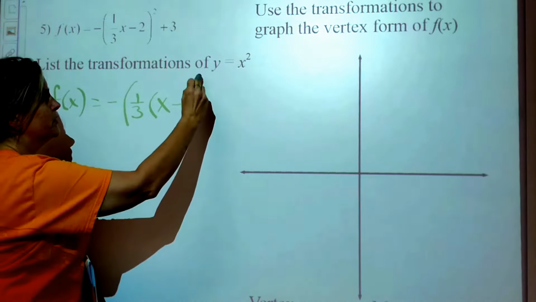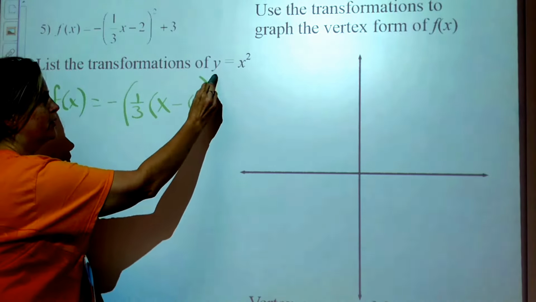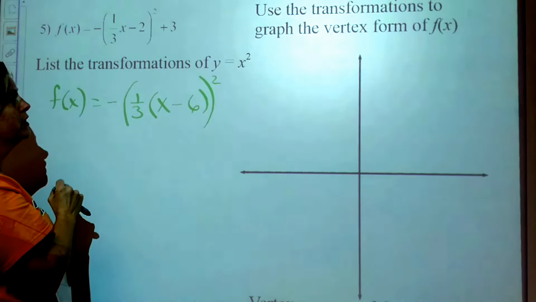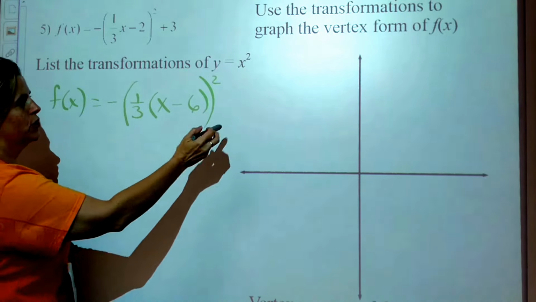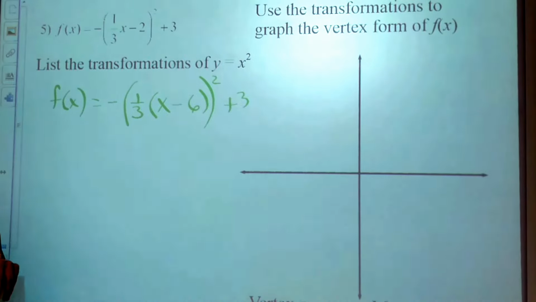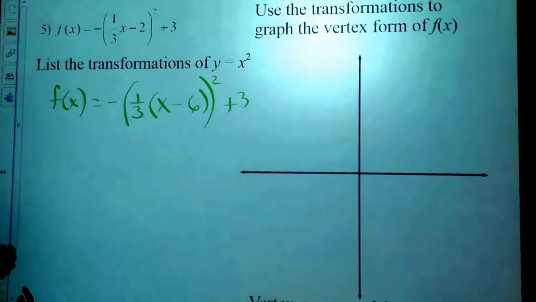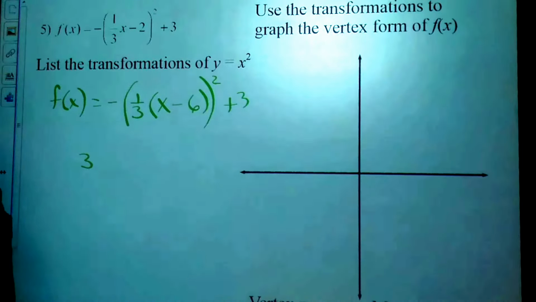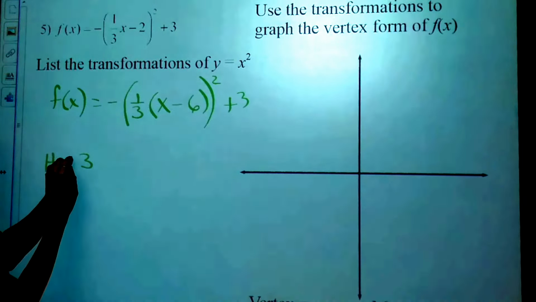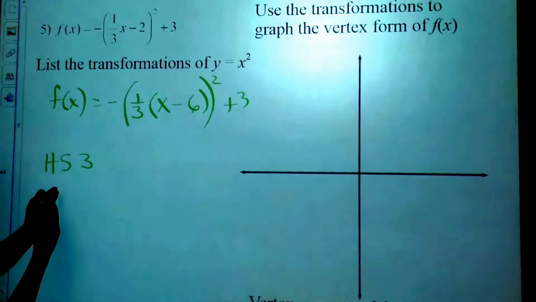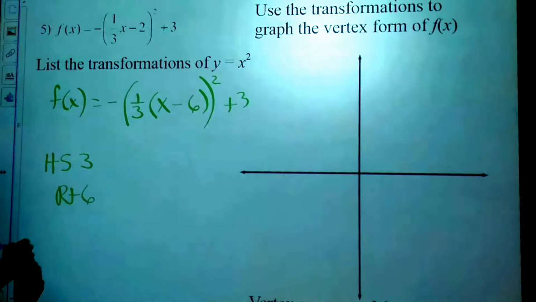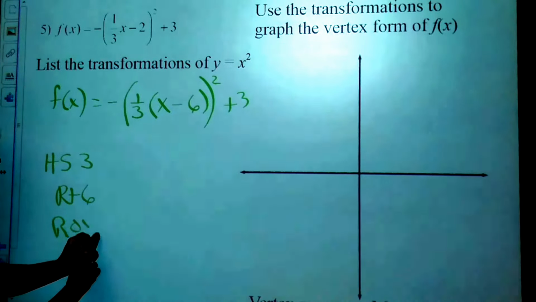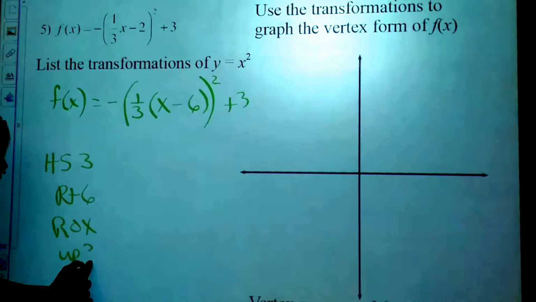We'll close this parentheses and close our larger parentheses to put the square outside. Everything, including the 1/3, is still squared, so it's in our function. We keep the +3 outside. To name our transformations now, we know that the 1/3 is actually going to become a 3, and it's with the x, so it'll be a horizontal stretch of 3. It will go right 6, not 2, but 6. It does have a reflection over the x, and it will go up 3.